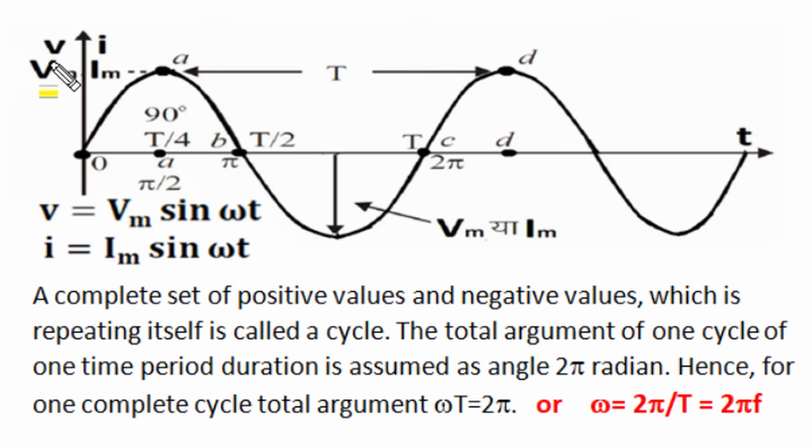also have a symmetry. The complete set of positive values and negative values is called a cycle, and such cycles repeat themselves one after another. The total time duration of one cycle is called the time period, and in one time period the total angular measure or argument made is 2 pi radian. So angular frequency multiplied with time period gives us the total cyclic argument 2 pi radian, or angular frequency can be written as 2 pi divided by time period, and 1 by time period is frequency. So this angular frequency has a relation with angle and frequency, and omega is 2 pi f.